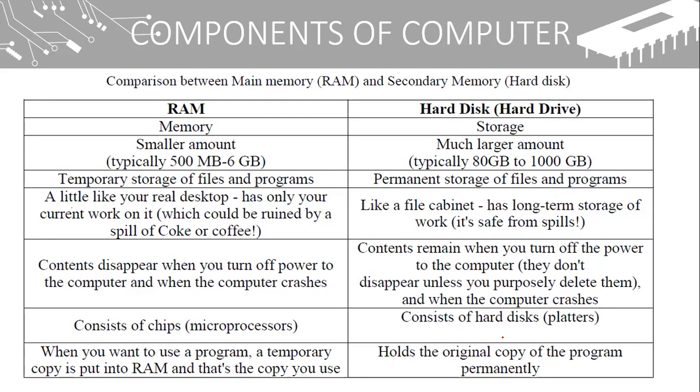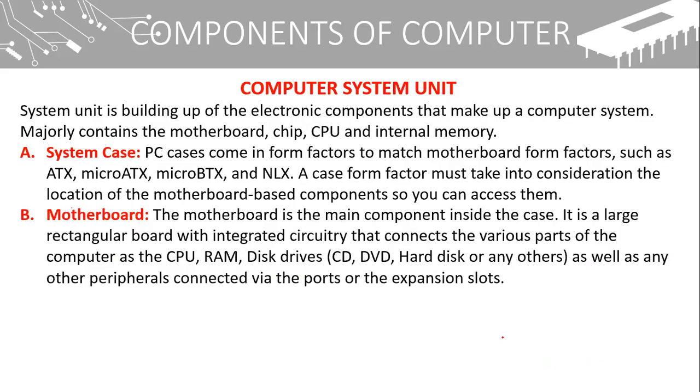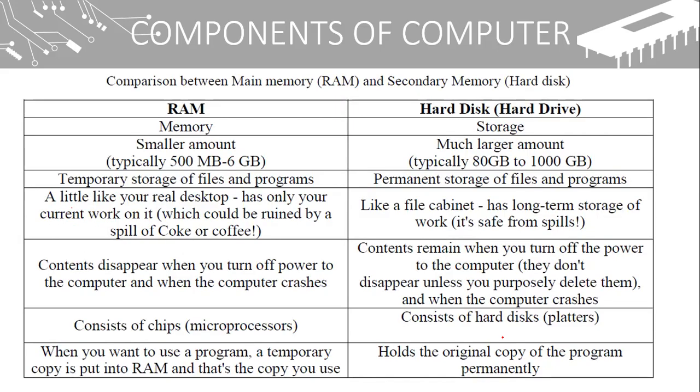This is a comparison between the RAM and the hard drive. The RAM is a memory, while the hard drive is used for storage. RAM is basically smaller than the hard drive, typically 500 MB to 6 MB, it could be 8 MB, it could be gig, up to even 12 gig, depending, and so on.